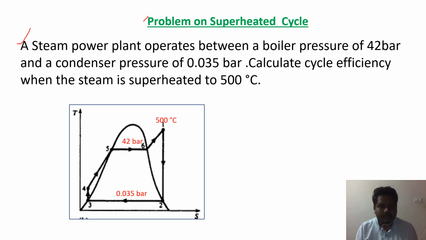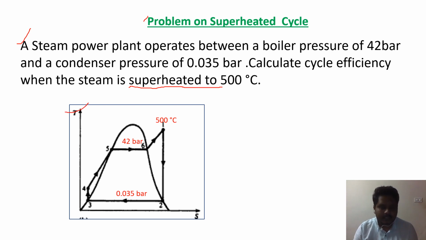The first example: a steam power plant operates between a boiler pressure of 42 bar and a condenser pressure of 0.035 bar. Calculate the cycle efficiency when the steam is superheated to 500 degrees centigrade. As you can see, the problem clearly mentions that steam is superheated to 500 degrees centigrade, which means here we have to refer to the superheated Rankine cycle.